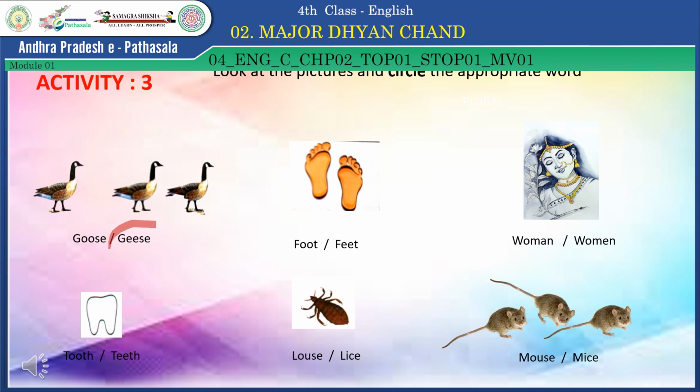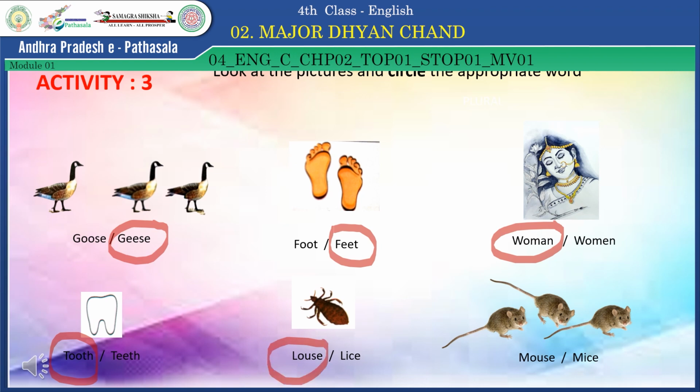Geese. Geese is the plural form of goose. Feet. Woman. Singular form. Tooth. Singular. Louse. Singular. Mice. Plural form.